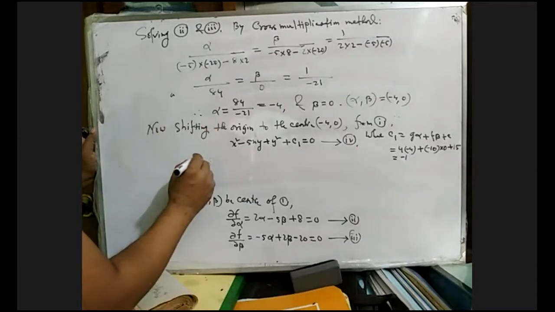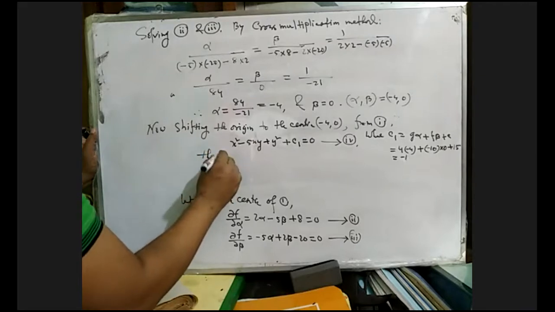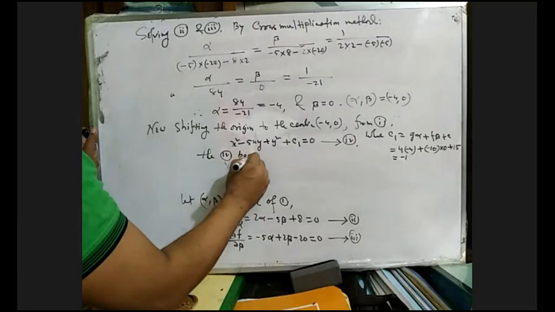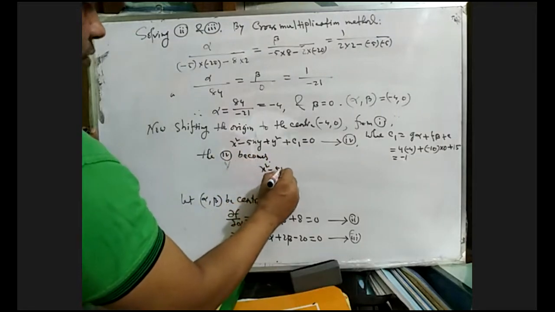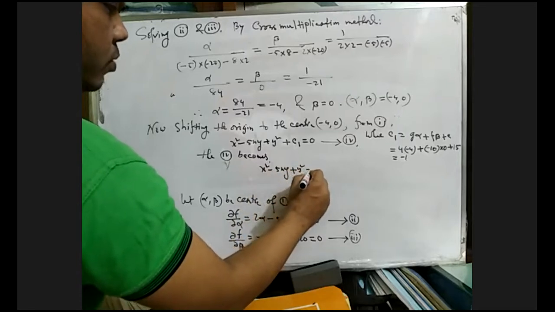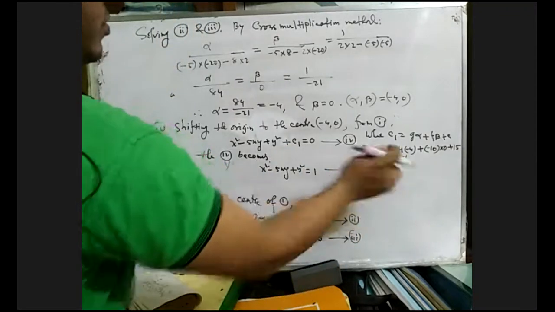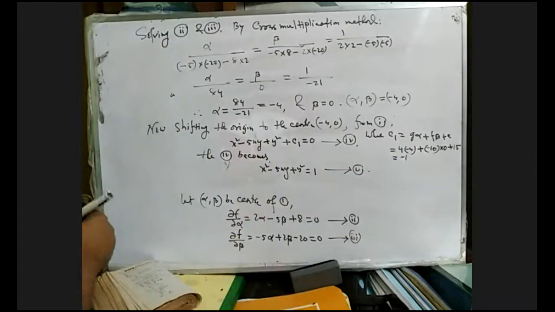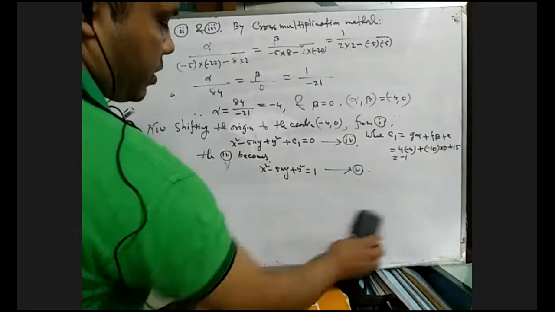Then equation 4 becomes x square minus 5xy plus y square equals 1. This is equation number 5, just putting the value of c1. Now we have to remove this xy, as in the previous example.